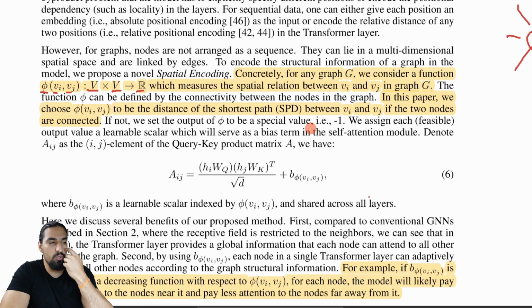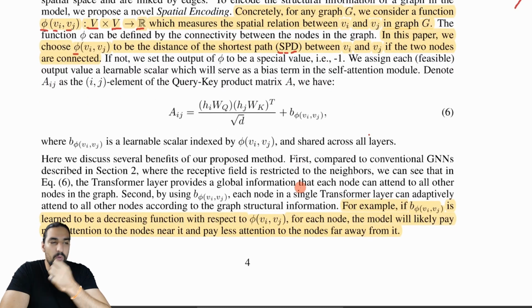So in this paper, we choose phi to be the distance of the shortest path. So the shortest path distance between Vi and Vj if the 2 nodes are connected. If not, we set the output of phi to be a special value, for example, -1. Okay, let's see what this practically means.